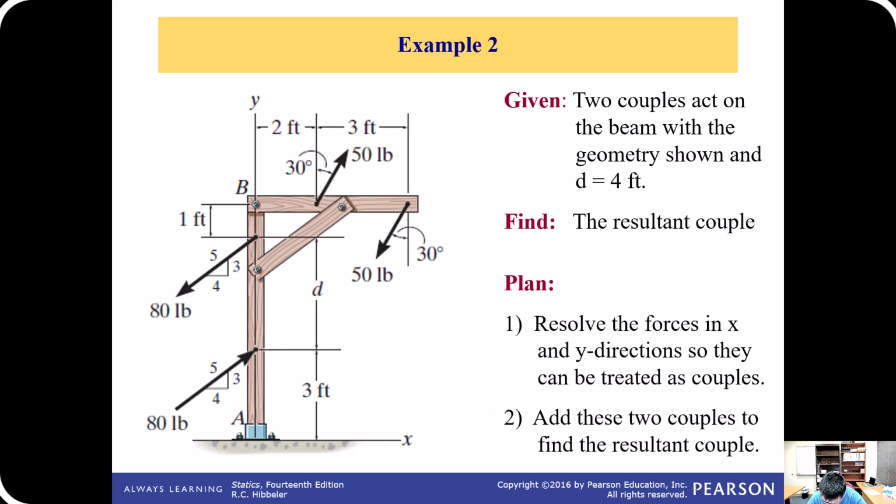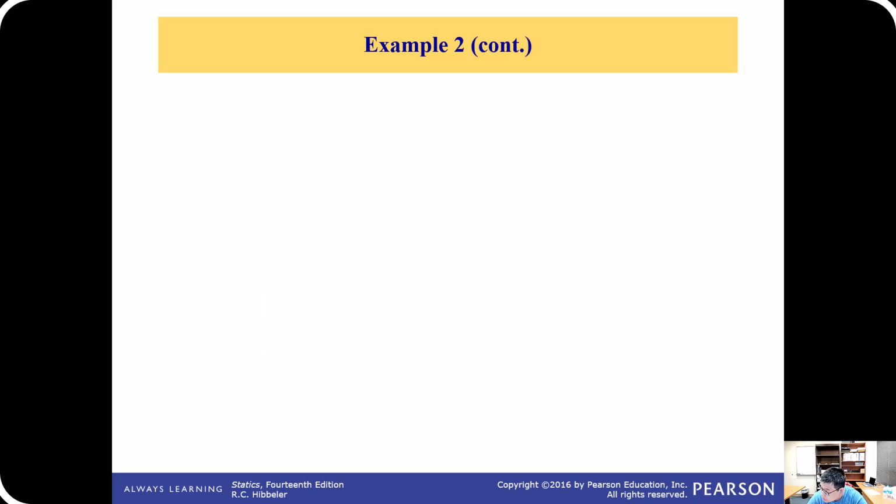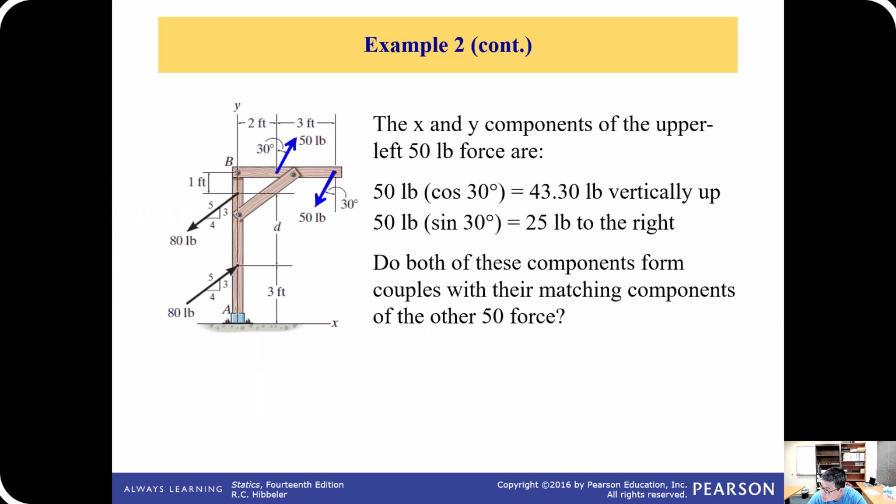So here's the plan. Let's resolve the force in X and Y direction first, and then add the two couples to find the resultant couple. First, let's look at the 250 lb force. We find its X and Y components. The Y component will be 250 lb times cosine theta, which is vertical up, and the X component will be 250 times sine 30, which is to the right.